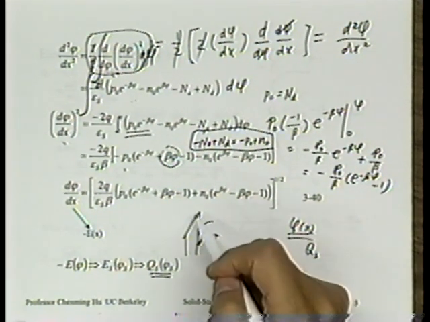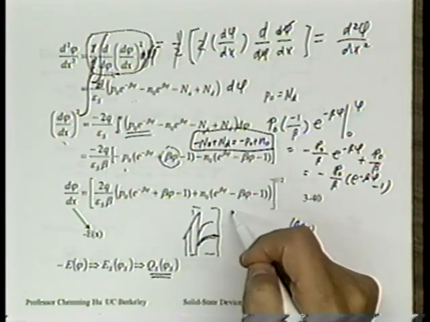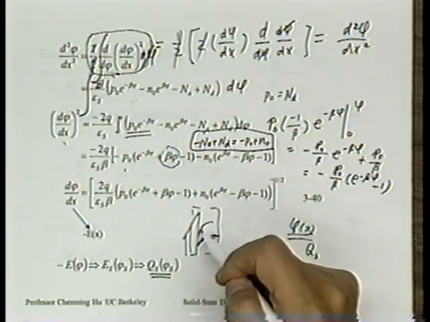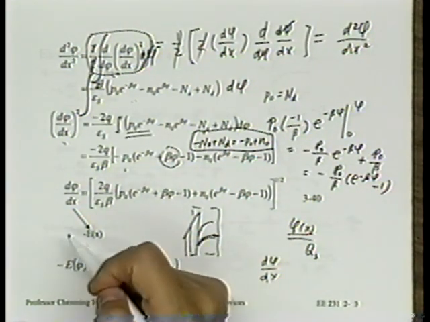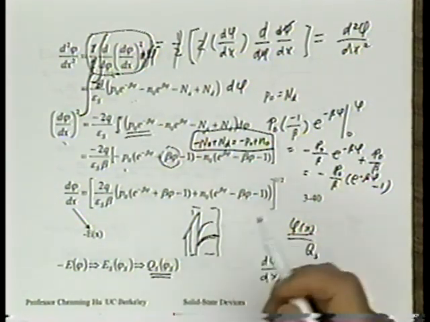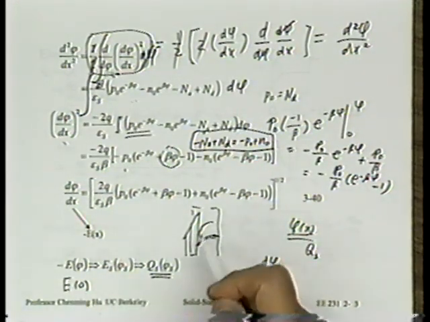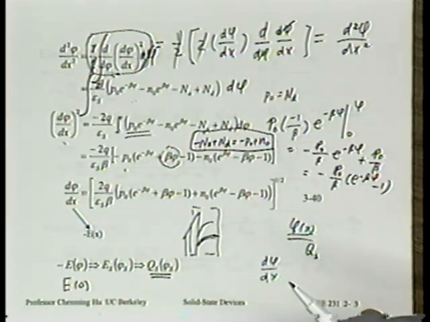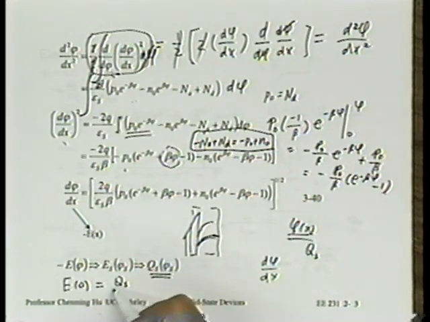if we use Gauss law, do you agree that we can write that the electric field at the surface, let's call it E at 0, right? Electric field right at the surface. Do you agree it is equal to the charge in the substrate divided by epsilon s? Do you agree?